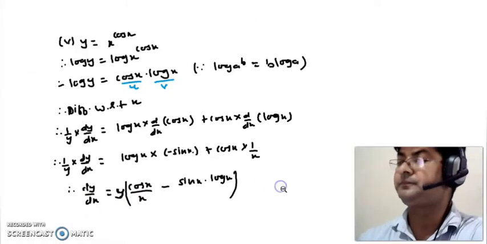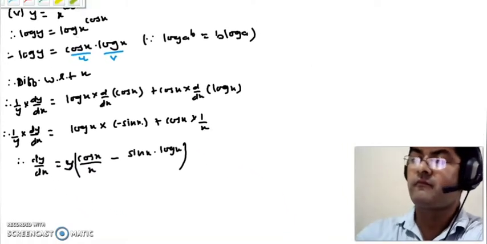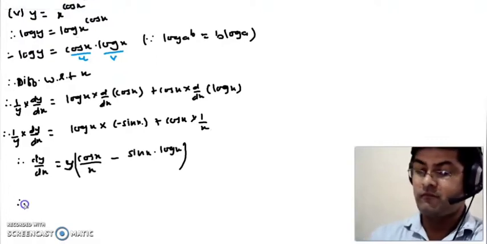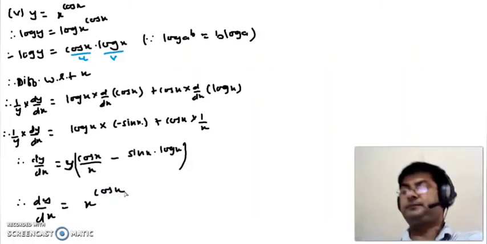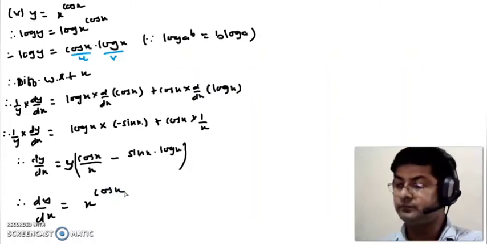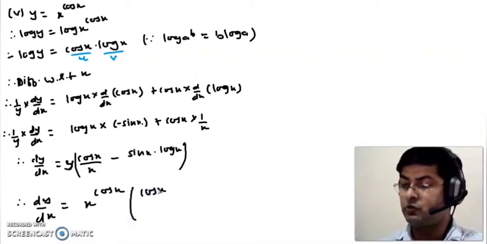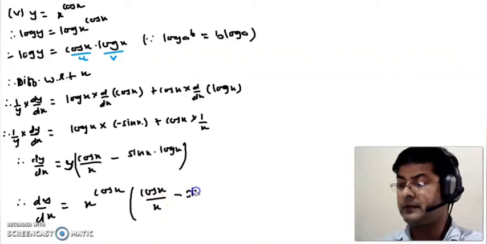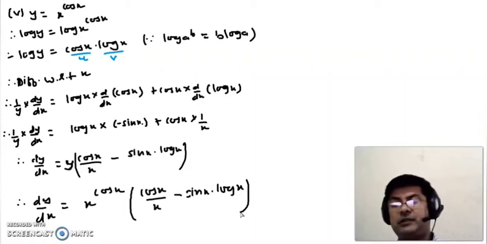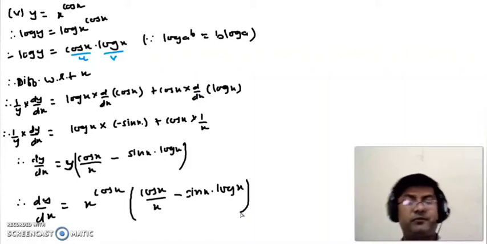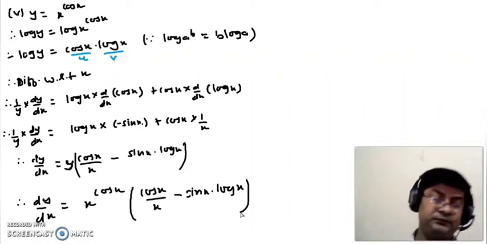Therefore dy by dx is equals to, put the value of y, that is x raised to cos x into bracket we have cos x upon x minus sin x into log x. If you want to simplify you can take LCM inside the bracket x, and then outside we can write x raised to cos x minus 1. So this is the answer.